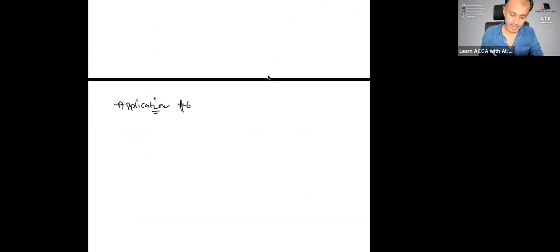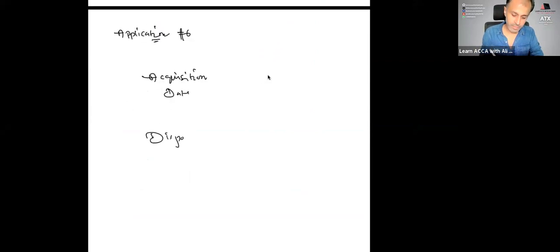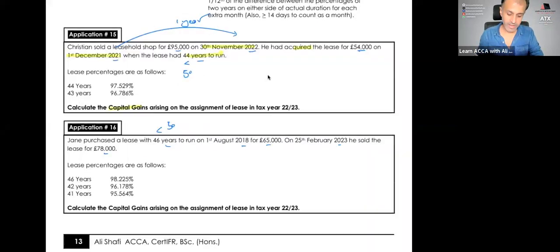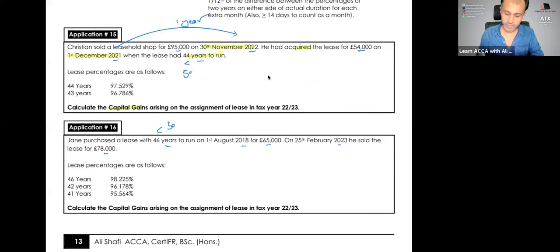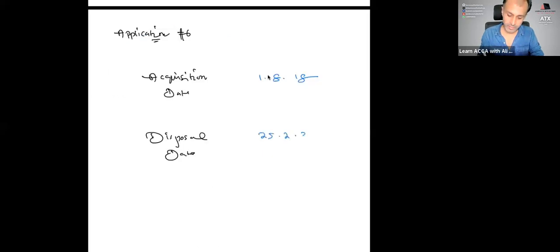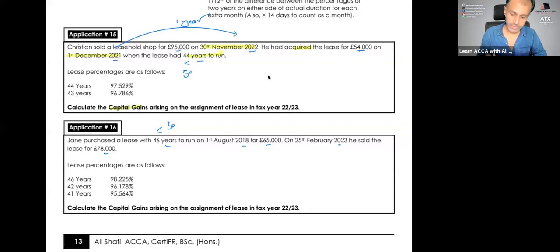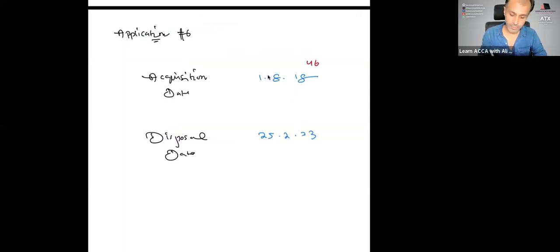the acquisition date, and then compare it with the date of disposal. The acquisition date is 1st of August 18. The disposal date is 25th of Feb 2023. So how many of those years have expired or elapsed? That day it was about 46 years to run. From the date of acquisition there are about 46 years to run. So how many of those have expired?